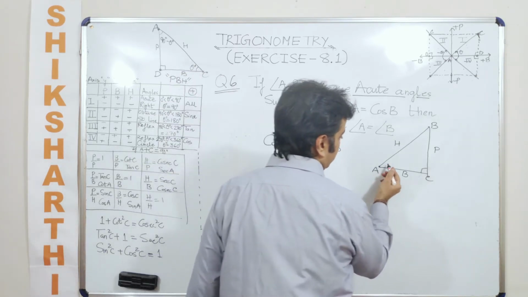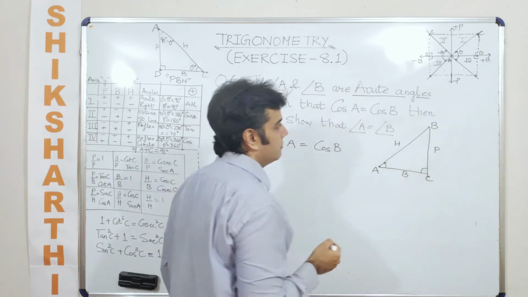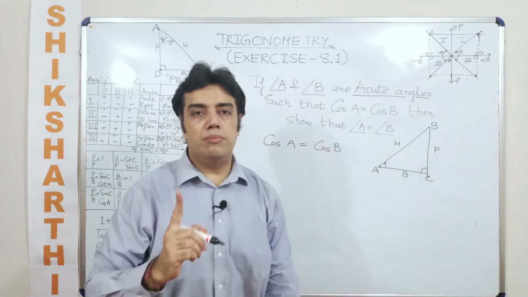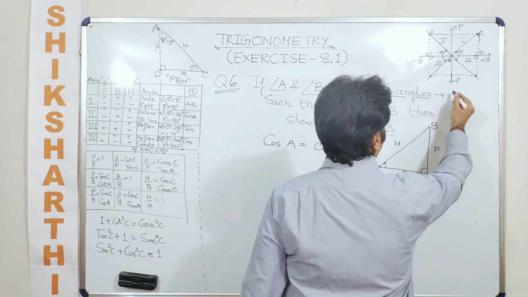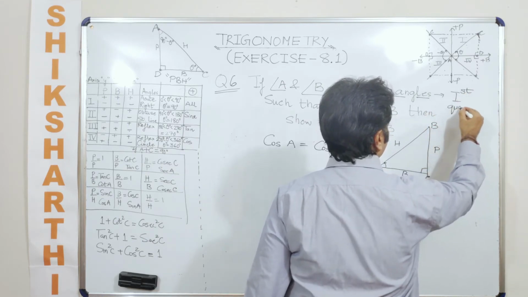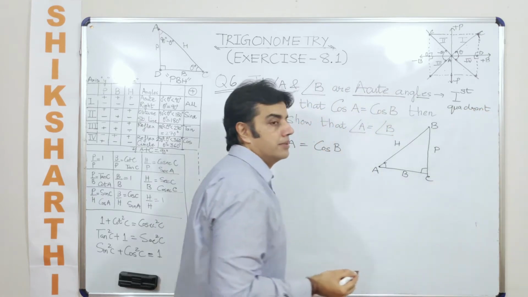And why have we drawn this orientation? Because the question says that A is an acute angle. If you recollect, we'll take it only in the first quadrant. We are talking only about the first quadrant. So what is the interpretation of this? We are talking about the first quadrant. We will not talk about any other quadrant.